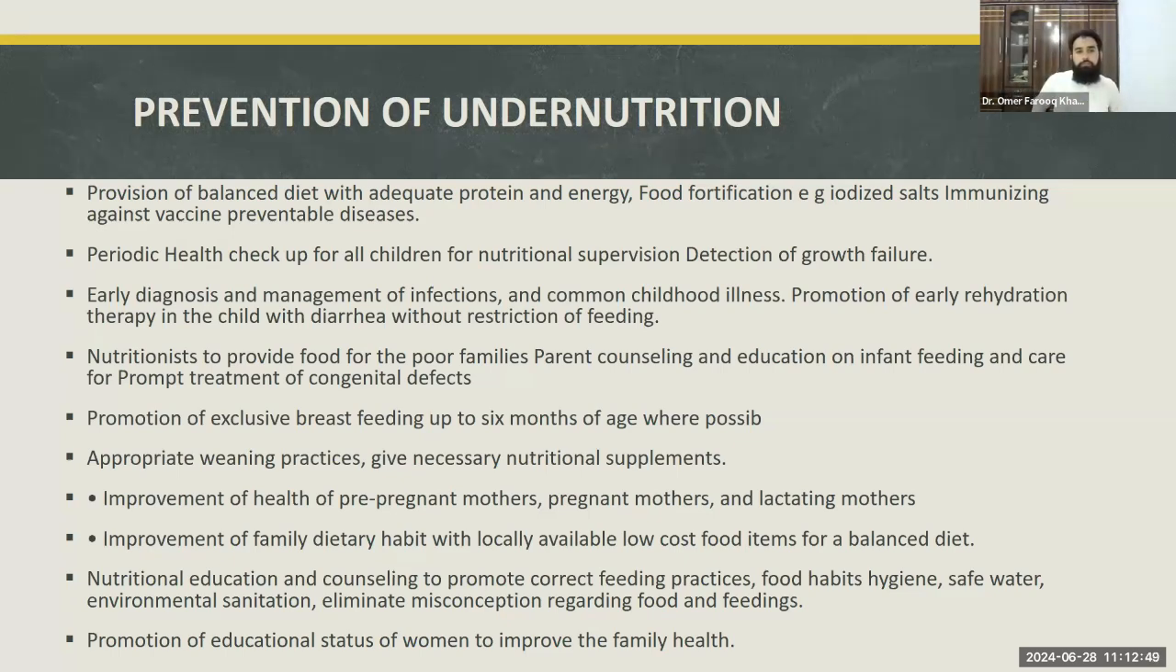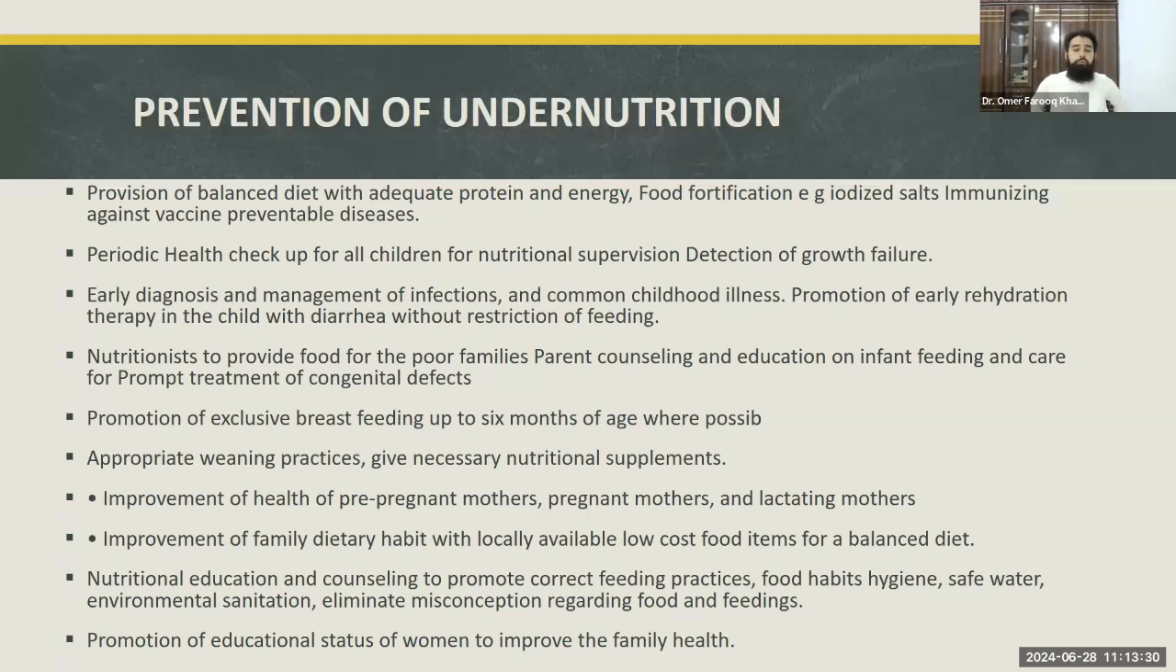Then there should be nutritionists to provide food for the poor families. Then there should be parent counseling and education on infant feeding and care, for prompt treatment for congenital defects as well. Promotion of exclusive breastfeeding up to 6 months of age where possible. Appropriate weaning practices, give necessary nutritional supplements to the poor parents as well. Improvement of health of pre-pregnant mothers. Yes, improvement of health of mothers is very important. Improvement of health of pre-pregnant mothers, pregnant mothers, and lactating mothers.